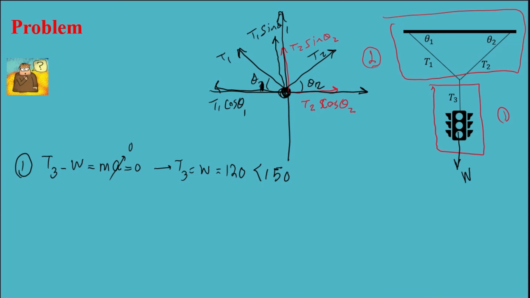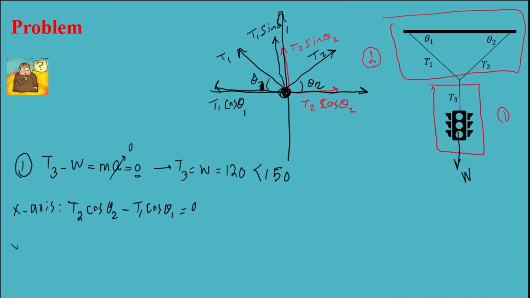First I'm going to write it in the x-axis. So in the x-axis, I have T2 cos theta 2 minus T1 cos theta 1, which is equal to 0, right? Because it's not moving in the x direction, and the acceleration in the x direction is going to be 0, right? The same thing I did here. The acceleration is going to be 0, so the net force is going to be 0, right?